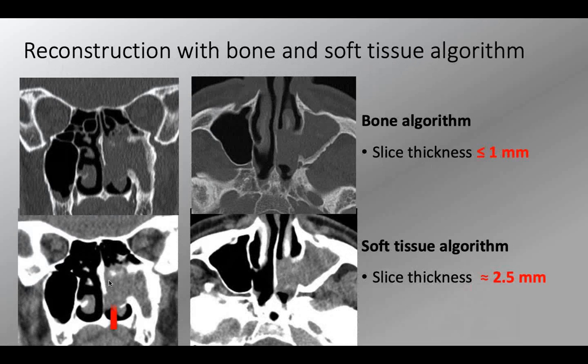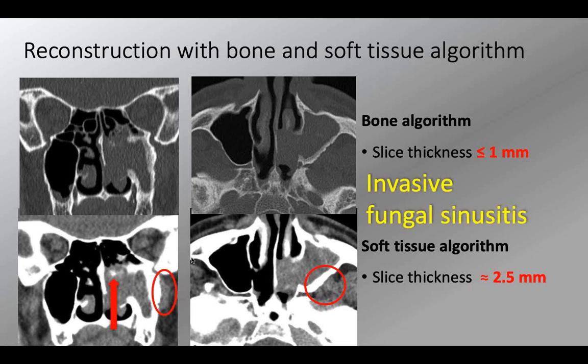And this is, again, a calcification. And what do you see here? Outside the sinuses, you see something in the fat plane outside the sinuses, and this is equal to fungal sinusitis. And when you see something outside, you know this is invasive fungal sinusitis. And remember that bone algorithm should be no more than 1 millimeter, but if you have soft tissue algorithm, it should be 2.5 approximately, not 1 millimeter.